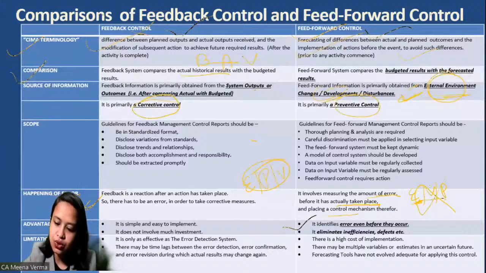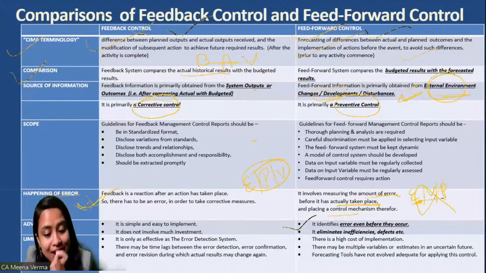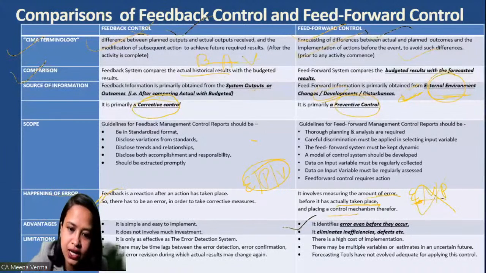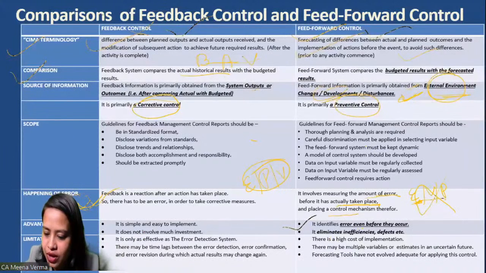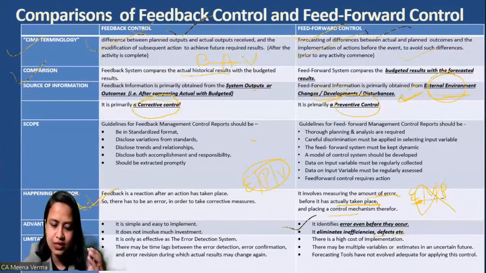So this is the point we have in feed forward control. While in feedback control, the problem has actually arisen in the organization, and you are taking the corrective measures. What are the advantages of feed forward control? You find the error before it arises in the organization. And this will help you to eliminate the inefficiencies, defects, errors, everything from the organization.